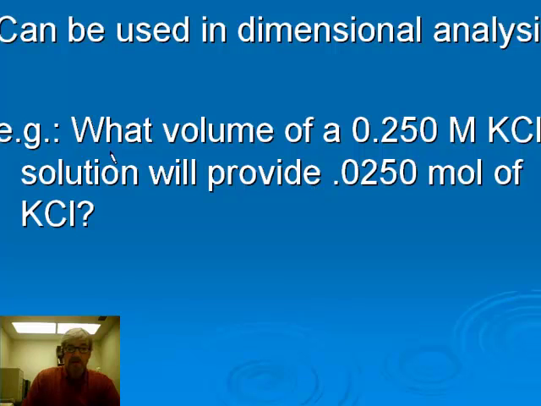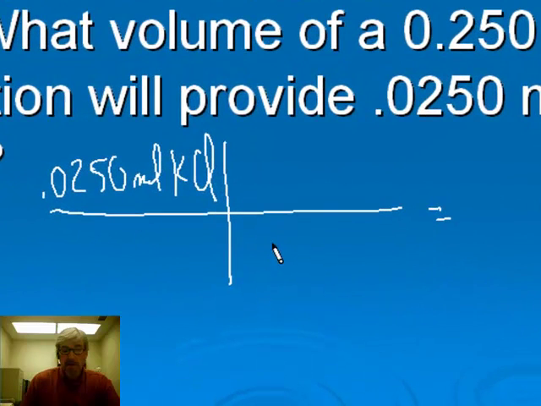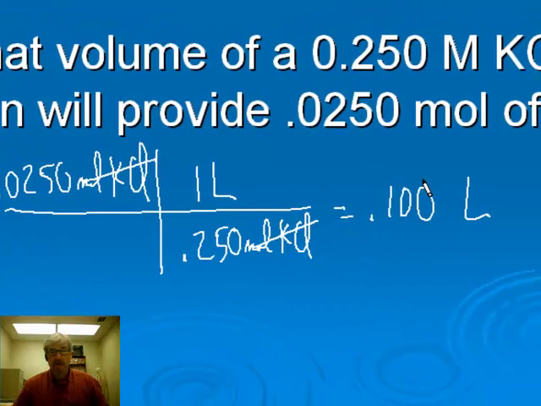Make your starting point 0.0250 moles of KCl. The ending point, we want that to be liters, or volume. And here's the factor that we can use, molarity. 0.250 moles of KCl are in every 1 liter of this solution, by definition. With moles of KCl canceled, you can now find that it's going to be 0.100 liters, or 100 milliliters, that will provide us with this many moles.